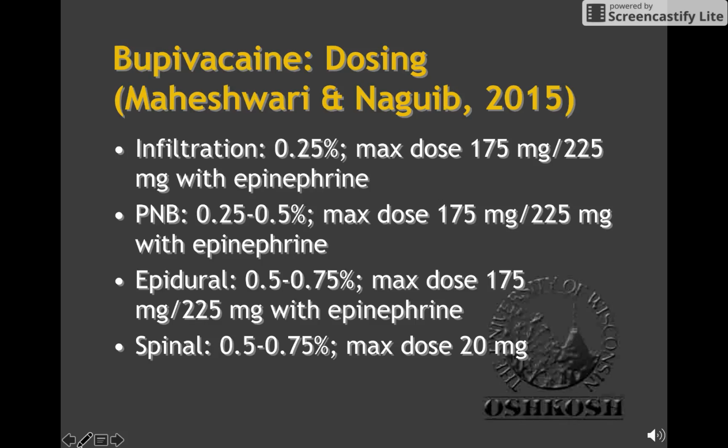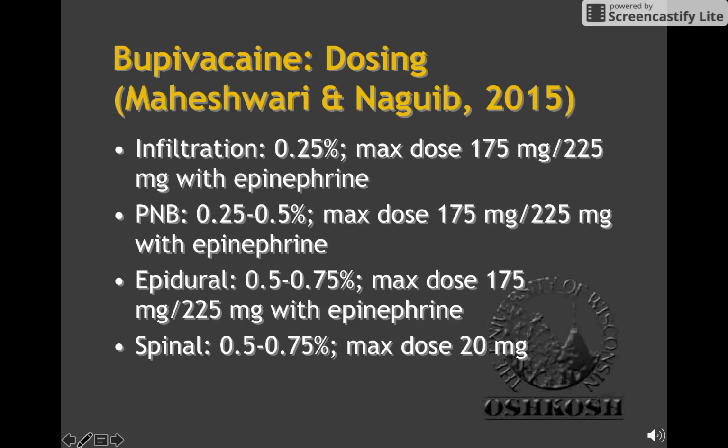To achieve peripheral nerve blockade, a 0.25 to 0.5% solution can be injected in the vicinity of a peripheral nerve where bupivacaine will diffuse through the surfaces of the nerve. Again, the recommended maximum dose is 175 milligrams without epinephrine or 225 milligrams if epinephrine is used.